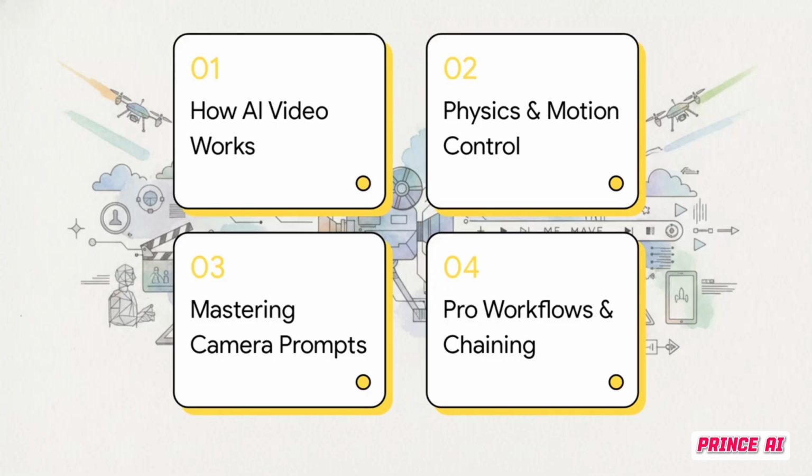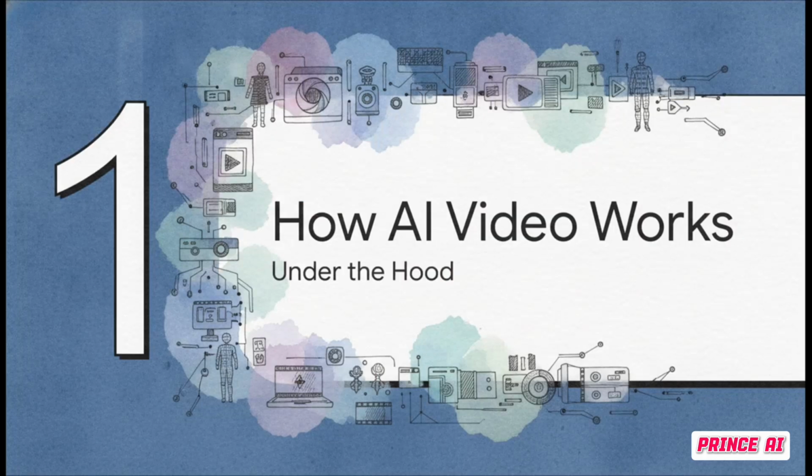Here's a quick look at our roadmap for today's explainer. First, we'll cover how AI video actually works. Second, physics and unified motion control. Third, mastering the camera prompt. And finally, pro workflows and video chaining. Okay, let's dive right into Section 1, how AI video actually works.